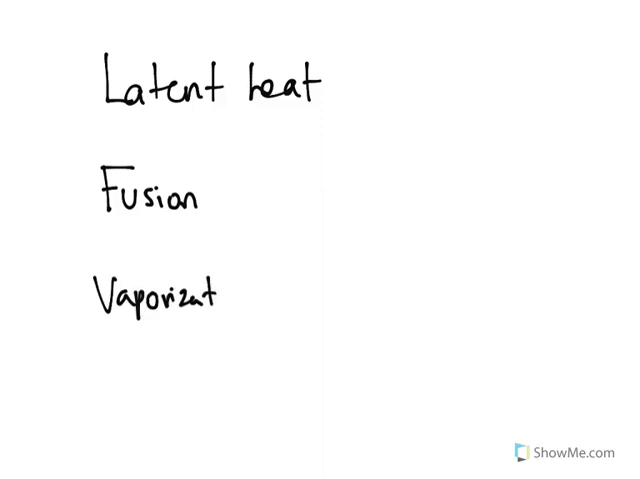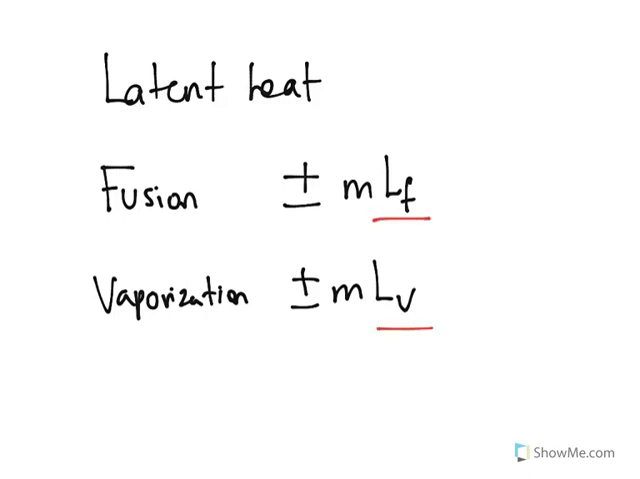And in this case, you are going to state a sign, plus minus, plus when it's gaining, minus when it's losing. And this is going to be, for instance, mass times the latent heat of fusion and of vaporization, which is provided, for instance, in tables. So this is happening during phase change.